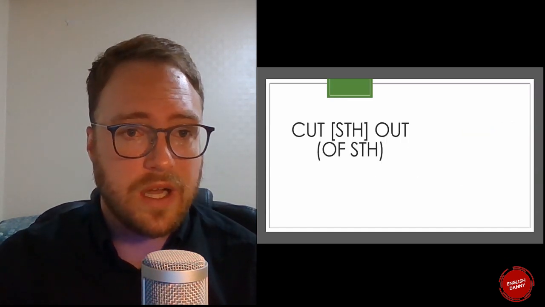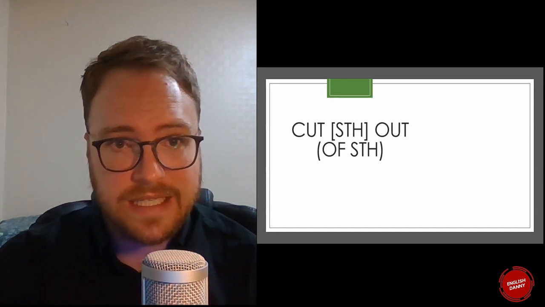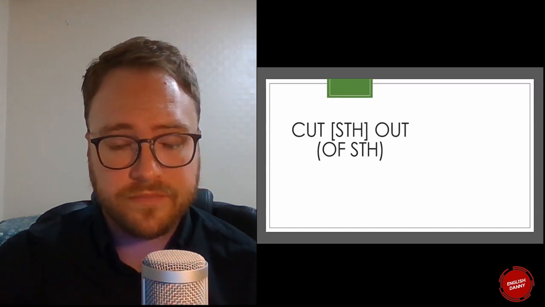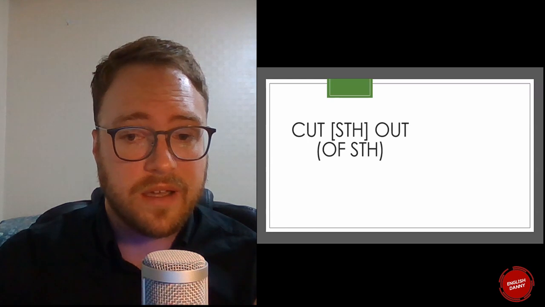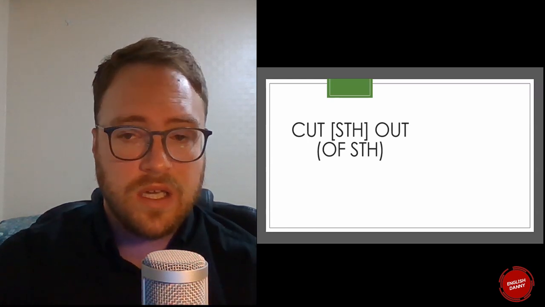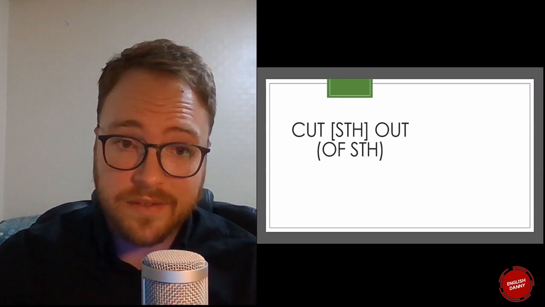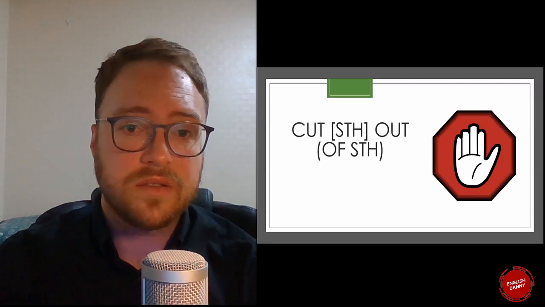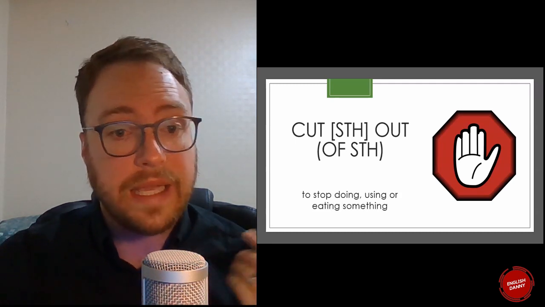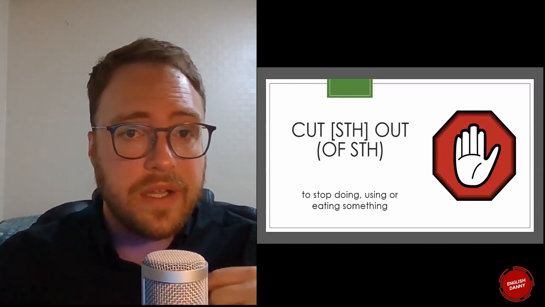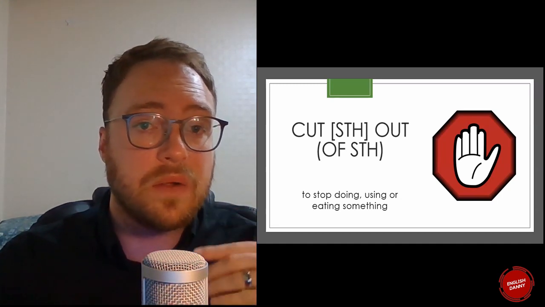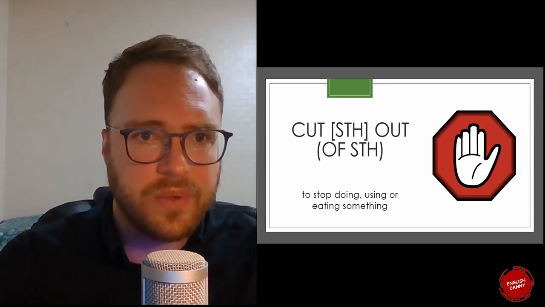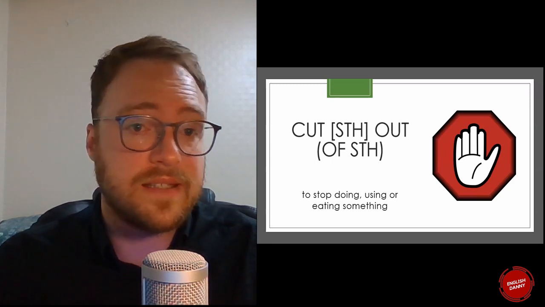So, the first one that we'll be learning about today is cut out. Or cut something out. And sometimes cut something out of something. And cut out is a transitive phrasal verb that means stop doing, using, or eating something. Basically, we can use this word when we're talking about something that we or someone needs to stop doing. So let's look at some examples.